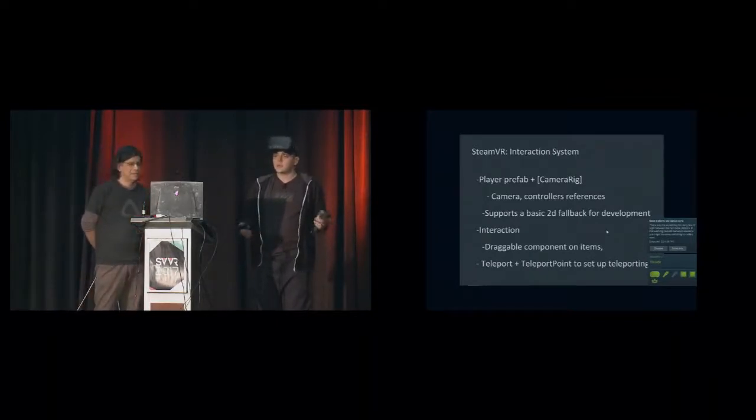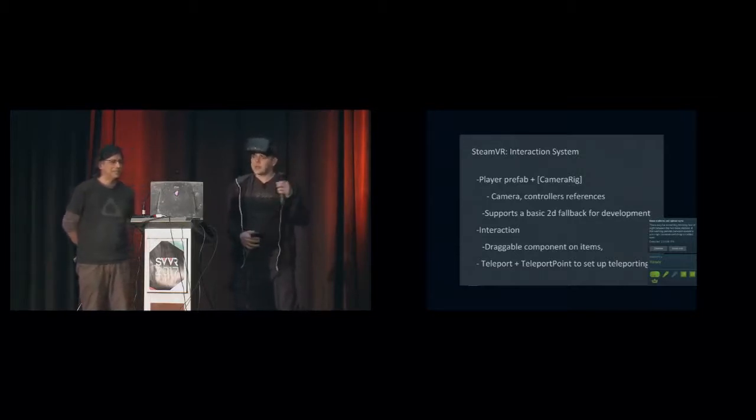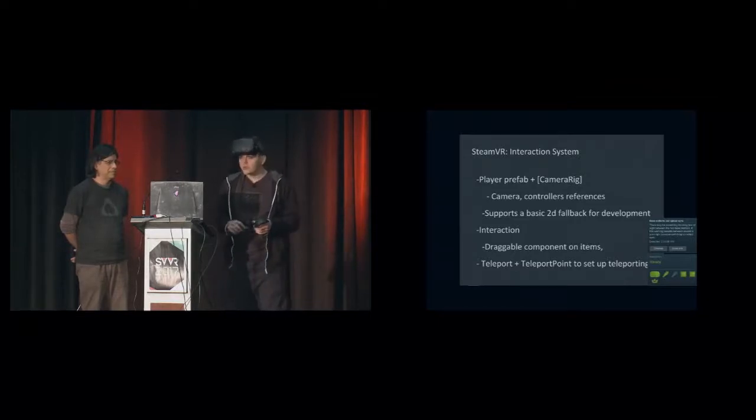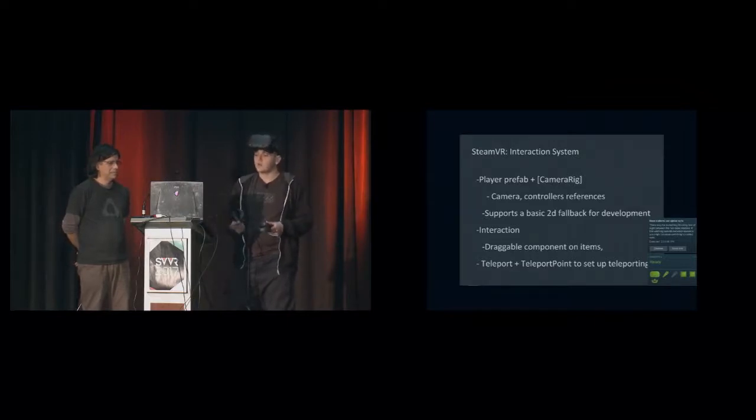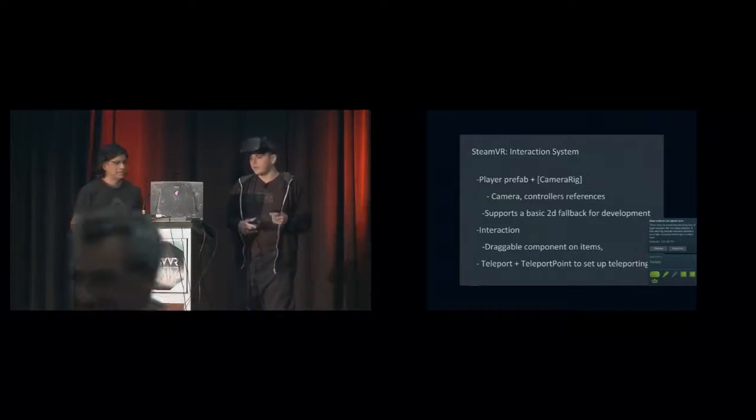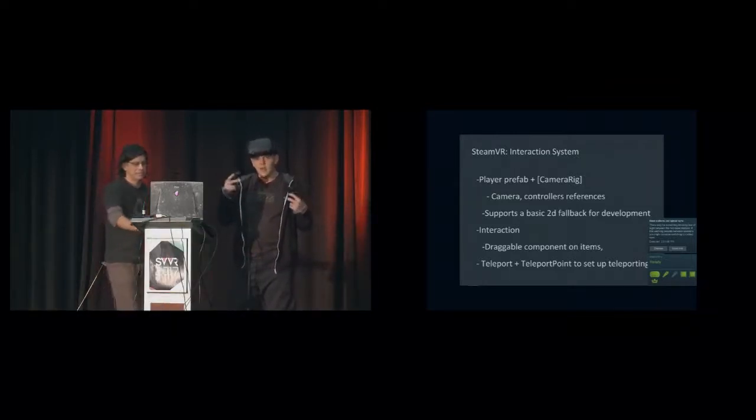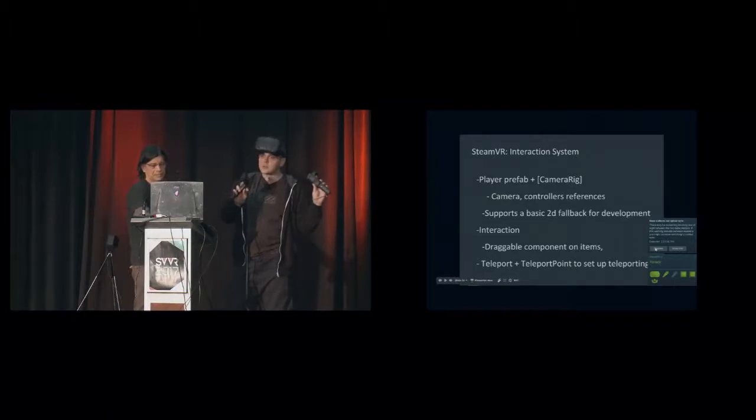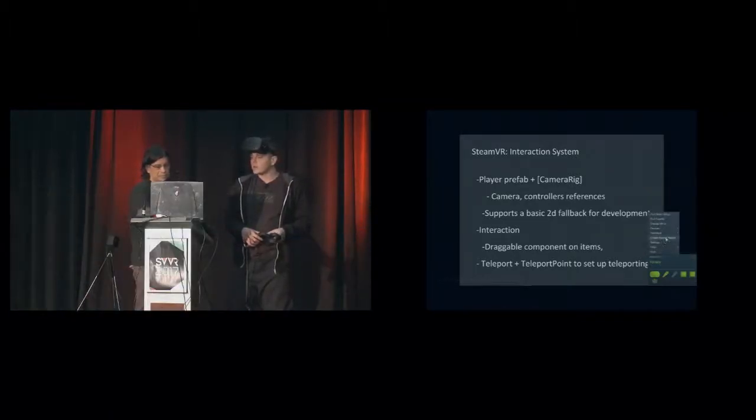To set this up, you take the player prefab and put it in the scene with a camera rig beside it, and you set the references yourself. Then it supports the 2D fallback. To create interactions, you add the draggable component on the items, which is pretty straightforward, and the teleport and teleport point to set up teleporting. Teleport is basically which buttons you use, and teleport point is what the destination looks like when you're about to teleport to it.